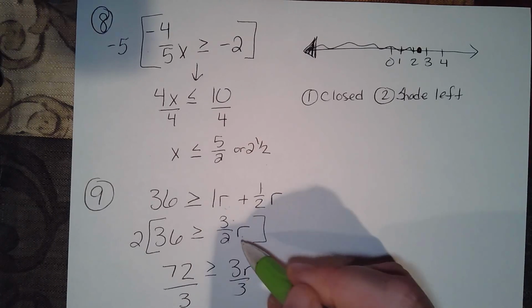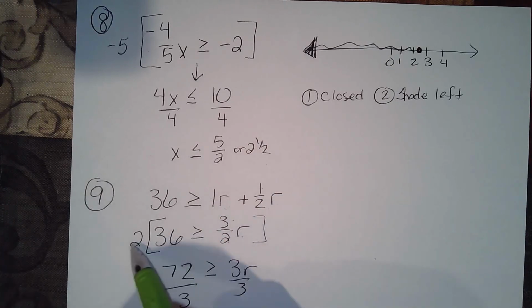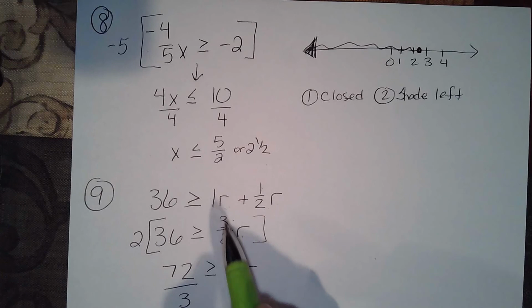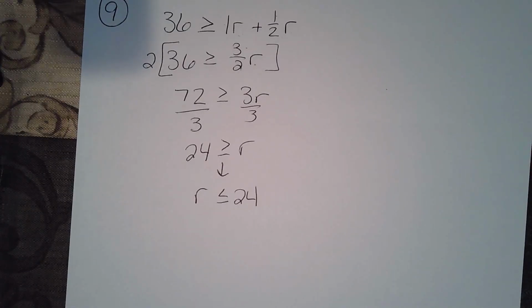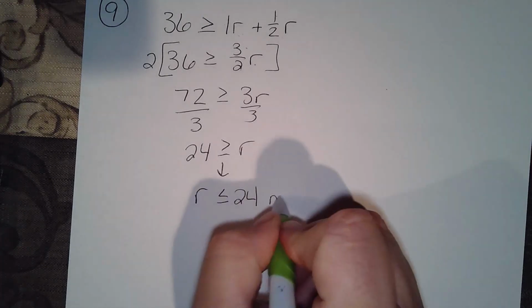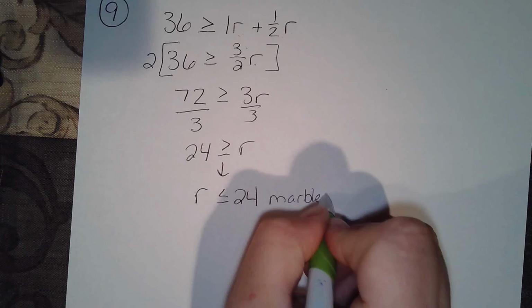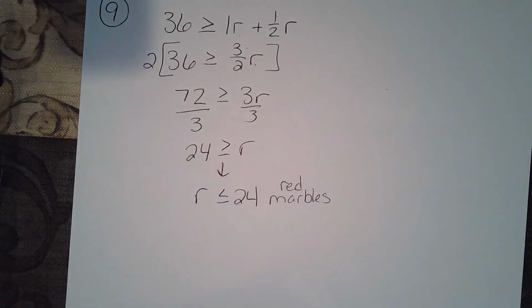We have to clear the fraction. So I multiply by 2 on both sides, which gives me 72 is greater than or equal to 3R. I divide by 3, and that gives me 24 is greater than or equal to R. We rewrite that so the R's on the left: R is less than or equal to 24, or 24 marbles. And we need to make sure we say red marbles.